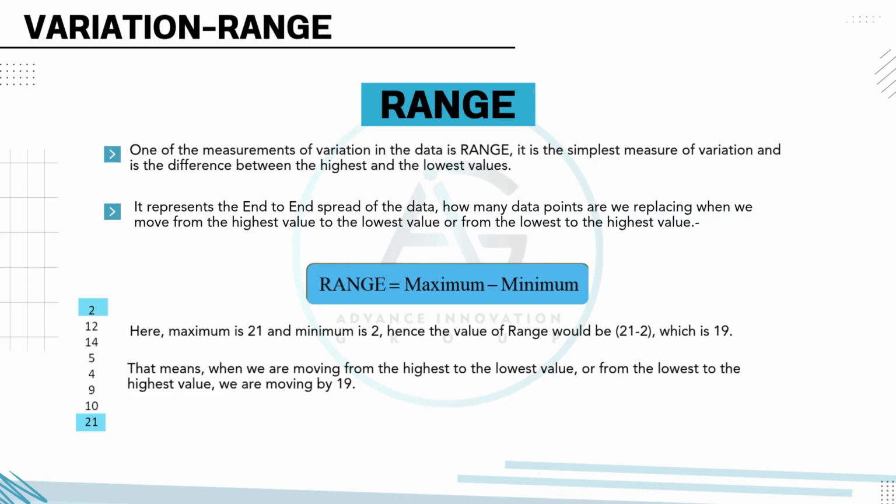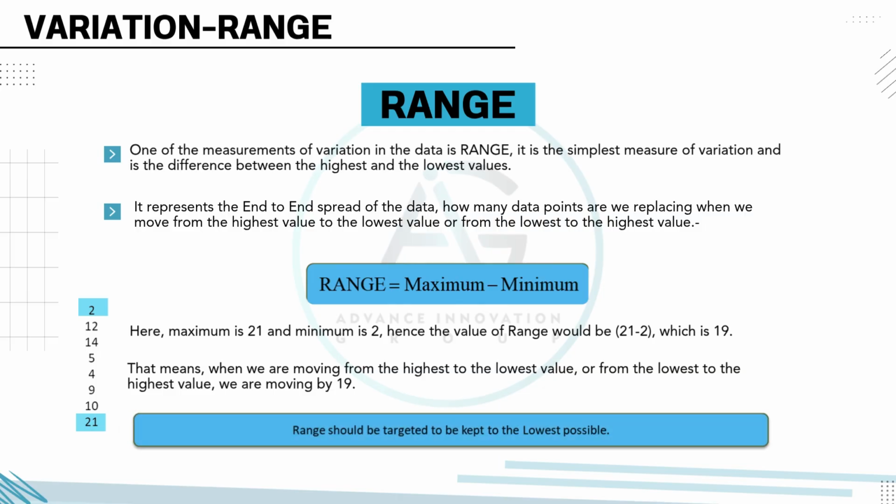That means when we are moving from the highest to the lowest value, or from the lowest to the highest value, we are moving by 19. Range should be targeted to be kept to the lowest possible.